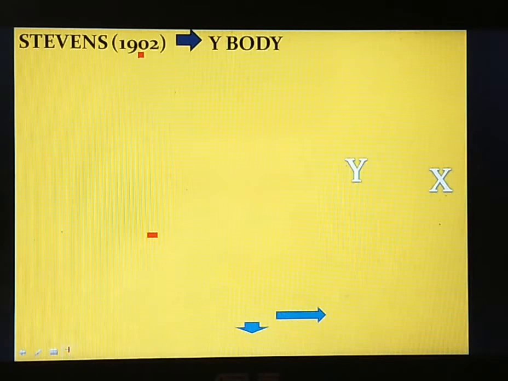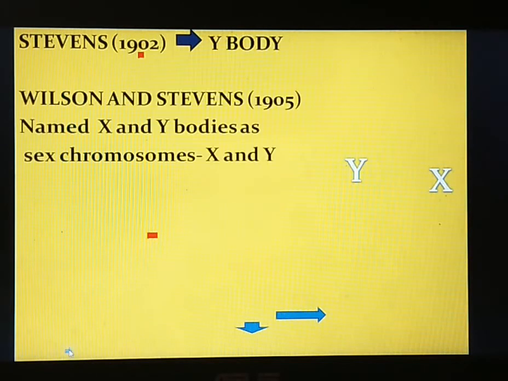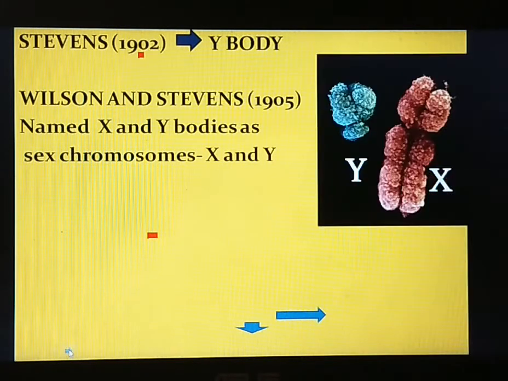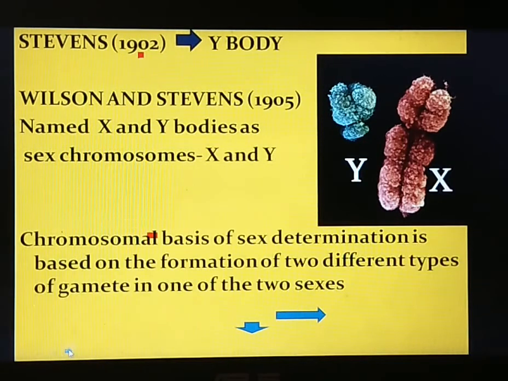In 1905, Wilson and Stevens, okay, these were the two scientists who put forward the chromosomal theory of sex determination and named these X and Y bodies as X and Y chromosomes, which are the sex chromosomes or allosomes. Okay. So the chromosomal basis of sex determination was based on the formation of such different kinds of gametes in an individual, and that was present in one of the two sexes.